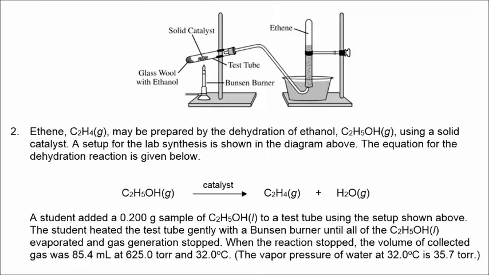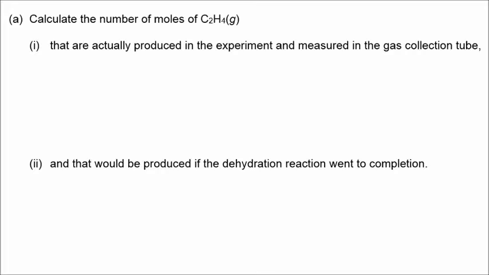So what are we going to do with the 625.0 torr and the vapor pressure of water? So I think you remember this from the lab. To get the pressure of the dry ethene gas, we have to subtract the vapor pressure of water from the atmospheric pressure. And so we get a pressure of ethene gas.